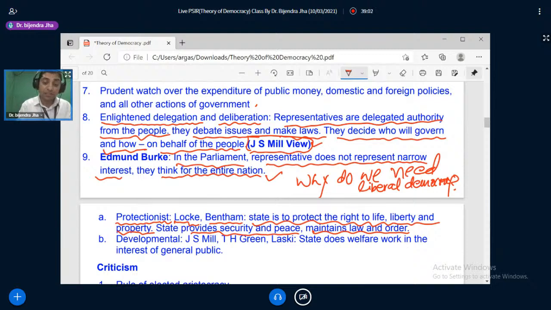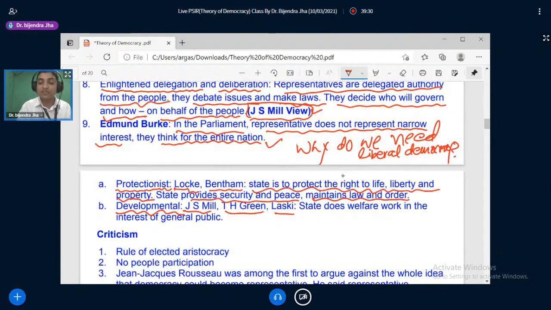There is another perspective that is called developmental, right? Here you can see J.S. Mill, T.H. Green, and Harold Laski are the advocates. They accept that a state is to provide security and peace, and to maintain law and order, but they said welfare is very much necessary. Welfare of the people is very necessary.